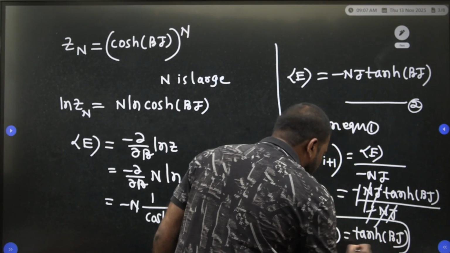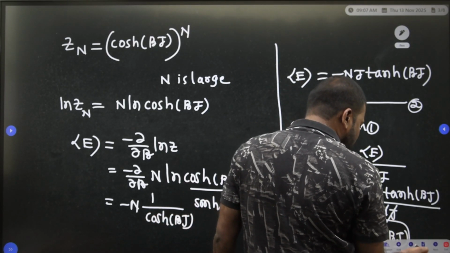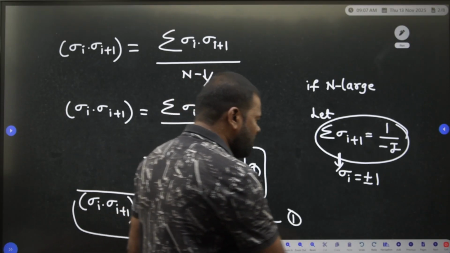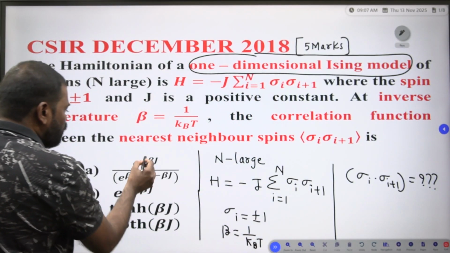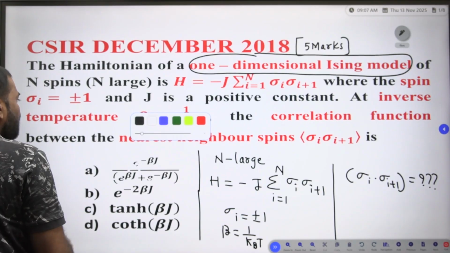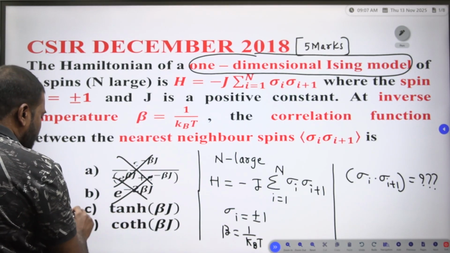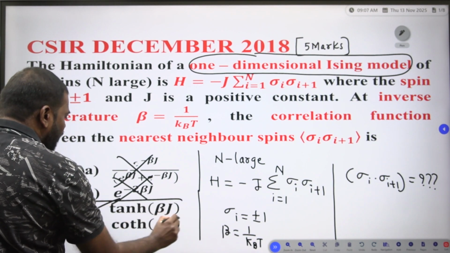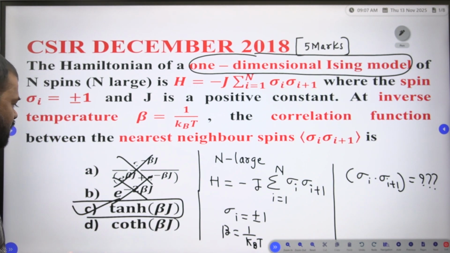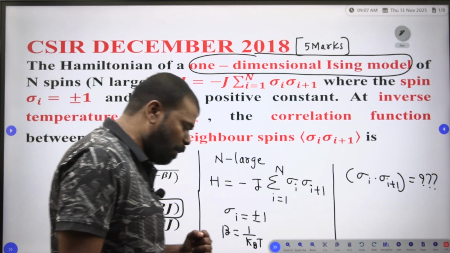This is your answer. So, you have to check it in your answer options. e to the power of minus βh is not correct, and the minus sign is not correct. Which option is correct? tanh(βJ), option C is correct; coth also is not correct. Like this you have to do in your competitive exam.